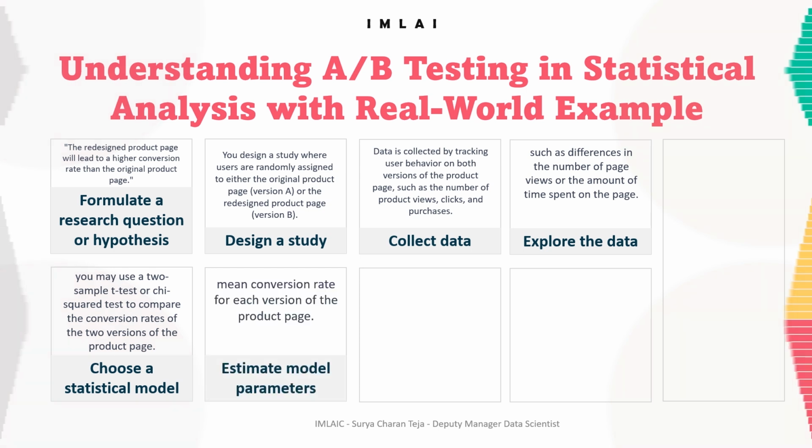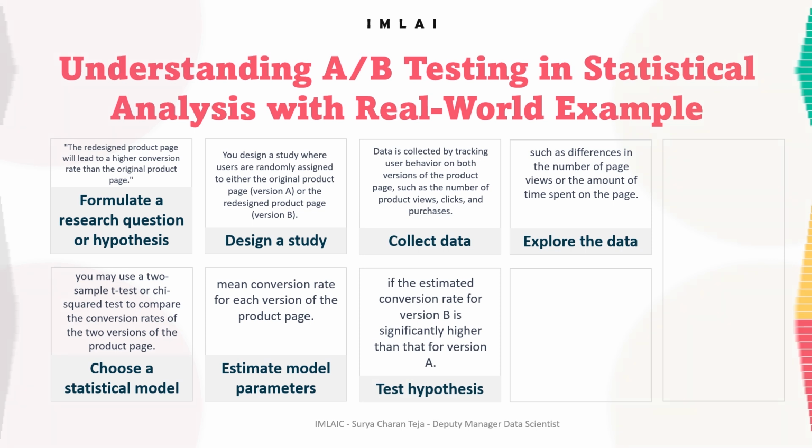And the next one is estimate model parameters. You estimate the parameters of the chosen statistical model, such as the mean conversion rate for each version of the product page. And the final one, not final, but the most important step, that's the nail in the coffin, that's test hypothesis. So here is where the A/B testing result comes out. You test the hypothesis that the redesigned product page leads to a higher conversion rate by checking if the estimated conversion rate for version B is significantly higher than that of version A.